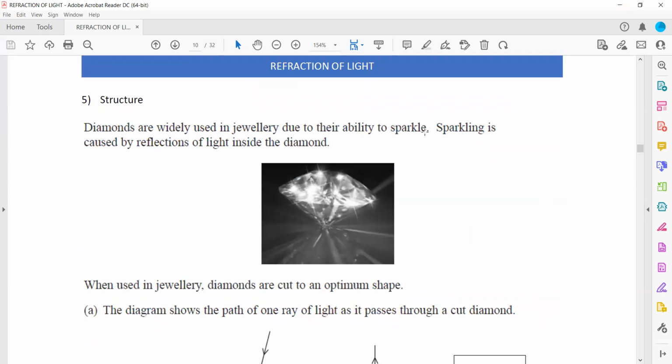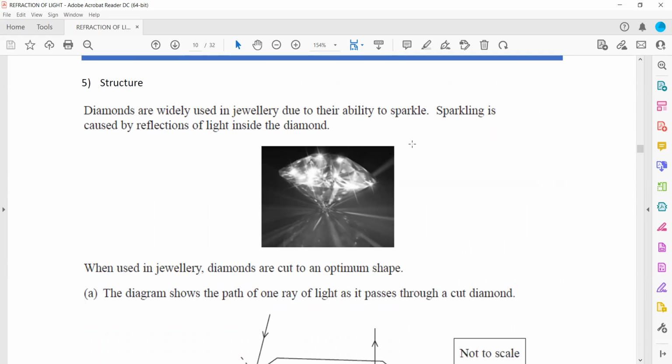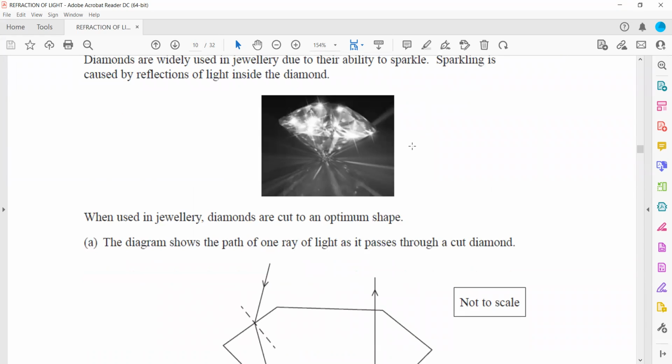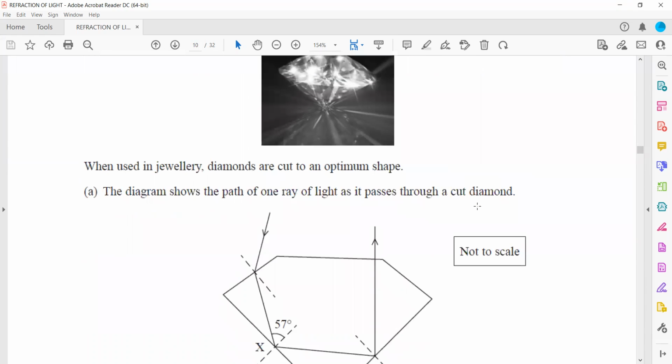Another question. Diamonds are widely used in jewelry due to their ability to sparkle. Sparkling is caused by reflection of light inside a diamond. Due to multiple reflections, it sparkles. When used in jewelry, diamonds are cut to a specific shape.